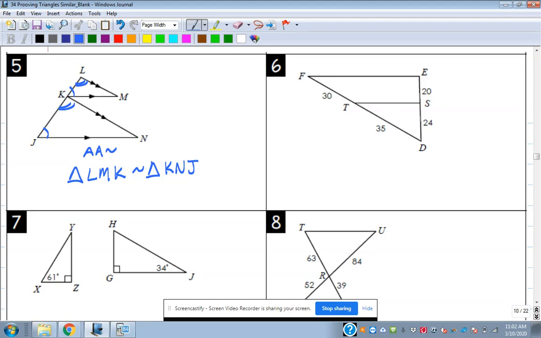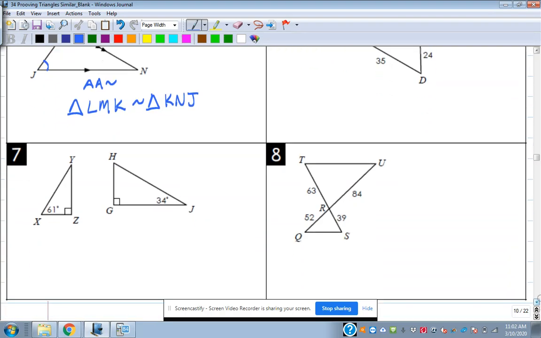Skip down there to number 7. We'll do it. Since it's a right triangle, try to find if they are similar to one another. What is the only way that these could be similar? Angle, right? Because are there any indicators on the sides? No, it doesn't even tell us any side lengths. So the only thing we've got to check are angle. 61 and 90, subtract from 180, does that equal 34? No, so these are definitely not similar.